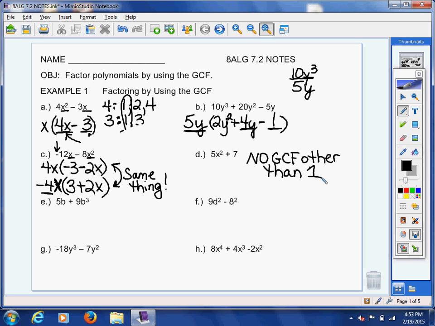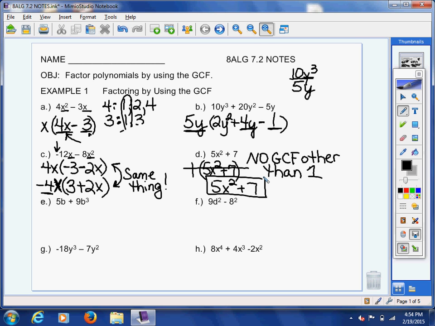And so we don't factor out a 1. That would just be a waste of time. If you pulled a 1 out, this is what it would look like. 1 times what is 5x squared? 5x squared. 1 times what is 7? 7. Do you see, you didn't change anything. The 1 changed nothing. You didn't really pull anything out. 1 times any number is that number. So we don't generally do that. We just say it's not factorable and this is your final answer right here.